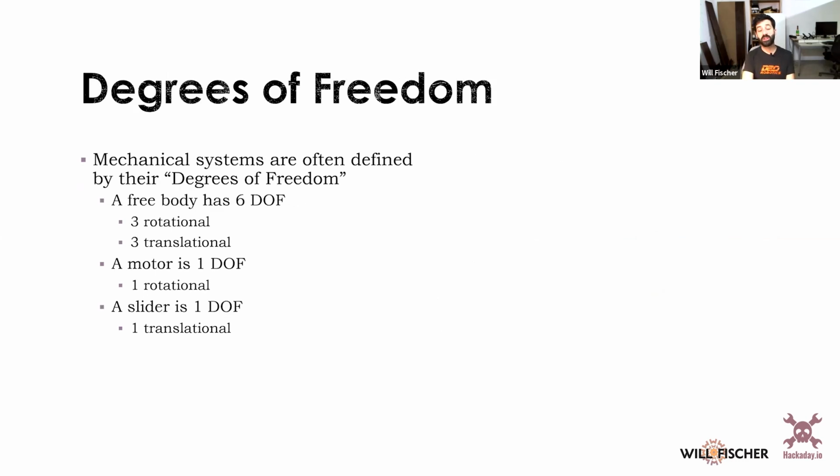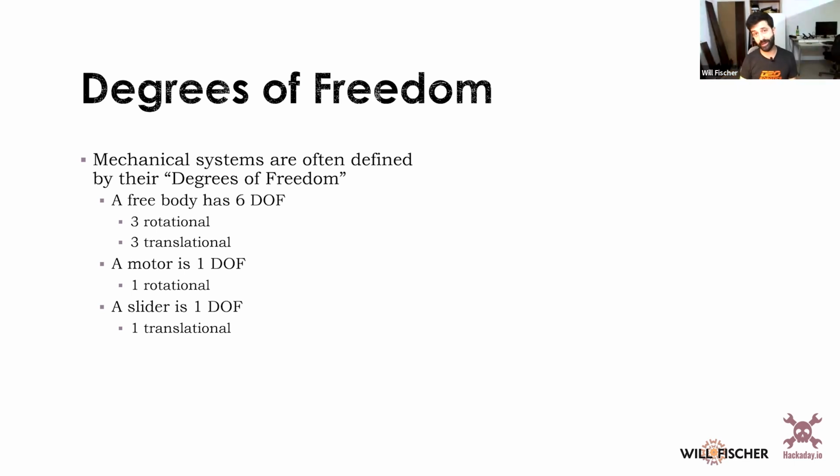Cool. I want to talk about degrees of freedom also. Degrees of freedom are a really interesting thing. Mechanical systems are defined by their degrees of freedom. And what I mean by a degree of freedom is the way in which it can move. So if you have a motor, we'll talk about these later, a motor has a single rotational degree of freedom. Assuming the motor body is fixed, there's only one thing, and it's a degree of freedom that's rotational. A slider, on the other hand, has one degree of freedom, and it's translational.